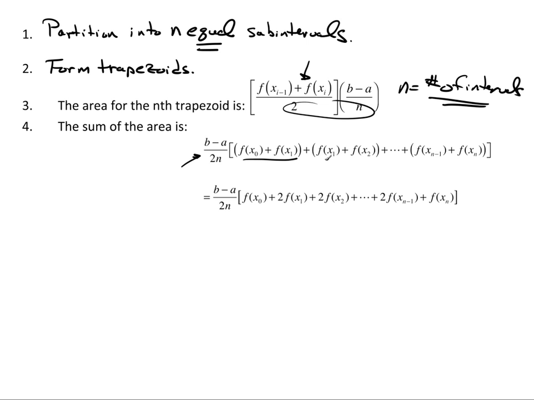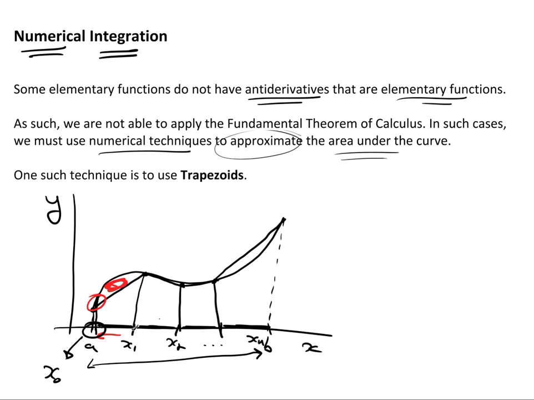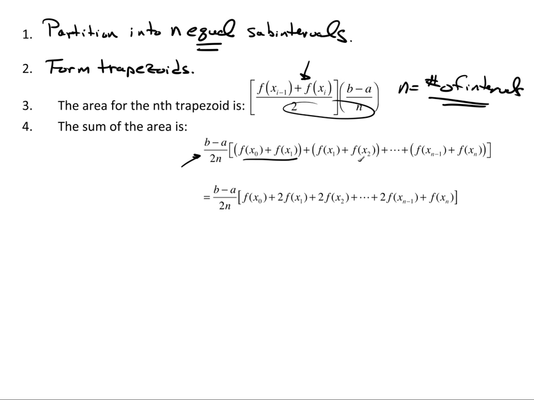Then for the next one, I'm going to repeat f of x1 again, because x1 right here, which was the right side of my first trapezoid, is now the left side of my second trapezoid. So that's going to show up there again. And I'm going to get this repeating. So x1 shows up twice. x2 will show up twice. All the way down to f of xn minus 1 will show up twice. f of x naught, the first one, which is at a, and f of xn, which is at b, are the only ones that are used only once.